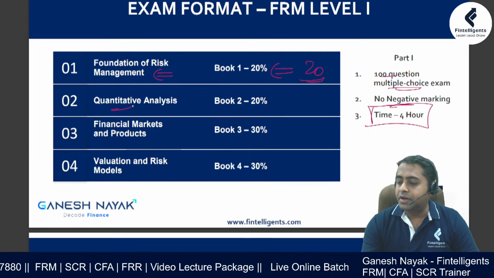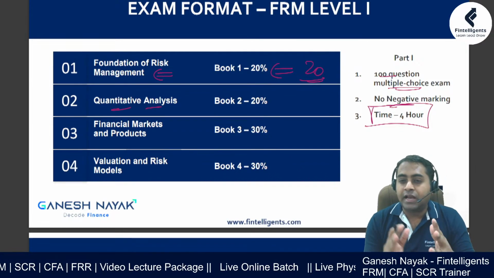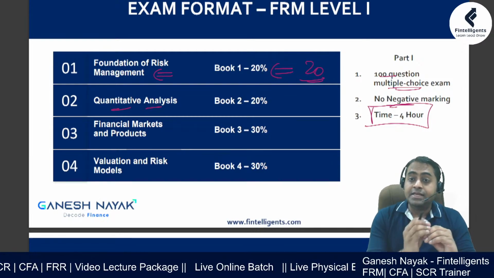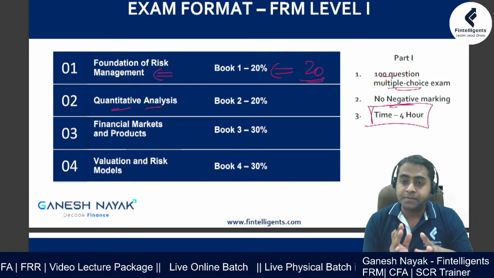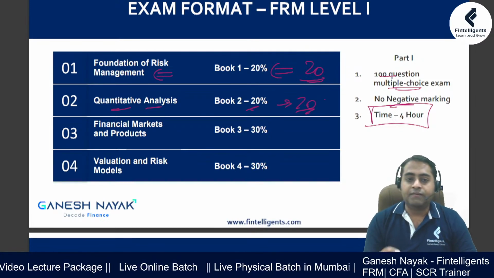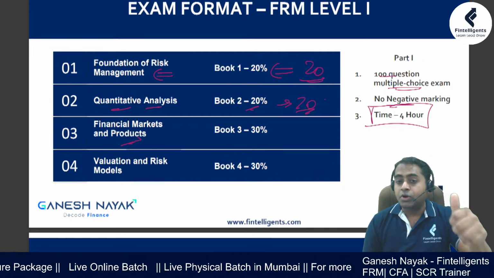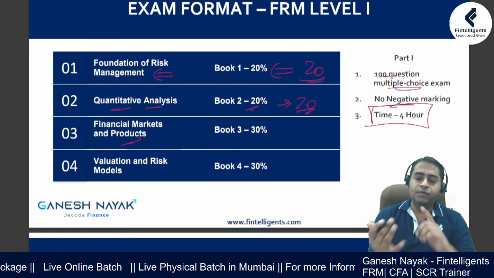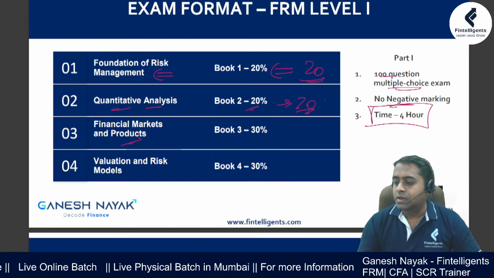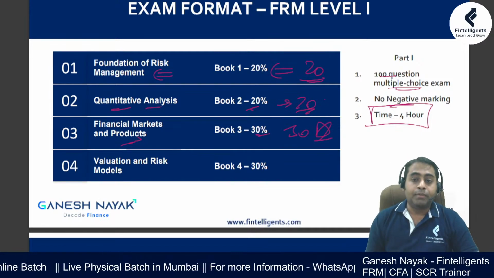The next is quantitative analysis. A lot of people fear that this book is heavy calculation. No, it is statistics. In the exam you'll find a lot of theory questions coming from this. This also has a weightage of 20%, so 20 questions will come from this. Then you have financial markets and products. In this book they go into detail about futures, options, swaps, FX, everything. Overall weightage is 30%, so you'll find 30 questions. Important book.